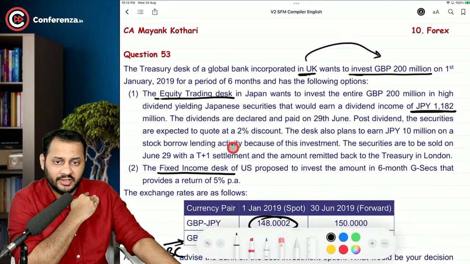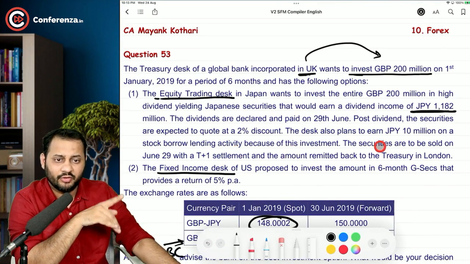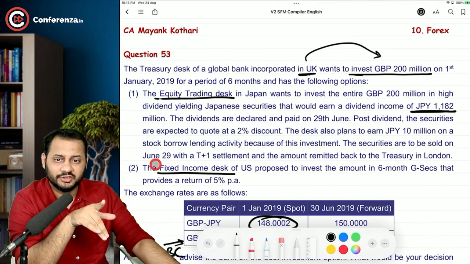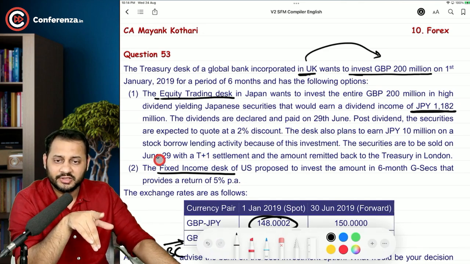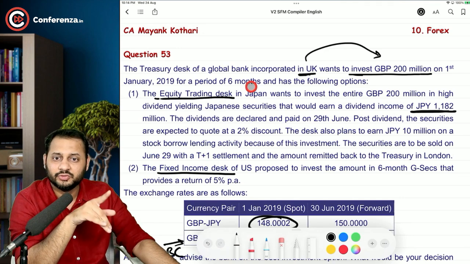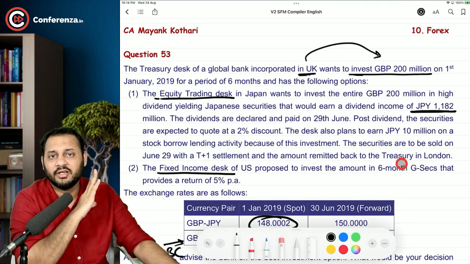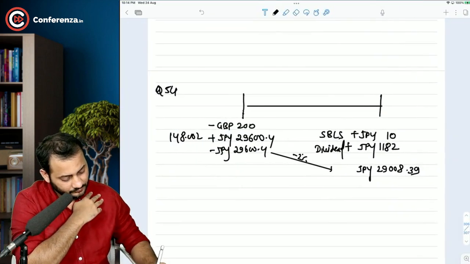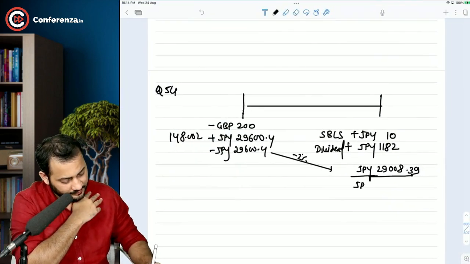On a stock borrow lending activity because of this investment. The securities are to be sold on 29th June with T+1 settlement. So if we sell the securities on 29th June, it will be settled on 30th of June, which is exactly 6 months. And the amount is remitted back to the treasury in London. Now what will happen? Just do the total of this Japanese yen that we have.